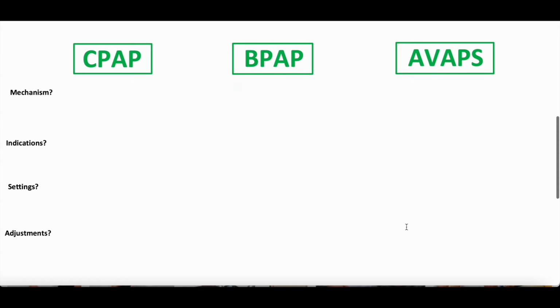So what we have written out here is CPAP, BiPAP, and AVAPS. The first thing we're going to do is decipher the full names. CPAP is continuous positive pressure ventilation. BPAP, also known as BiPAP, although BiPAP is technically the brand name and BPAP is the generic name, is going to be bilevel positive pressure ventilation. These names are important because they help you understand what each different type of machine is doing.